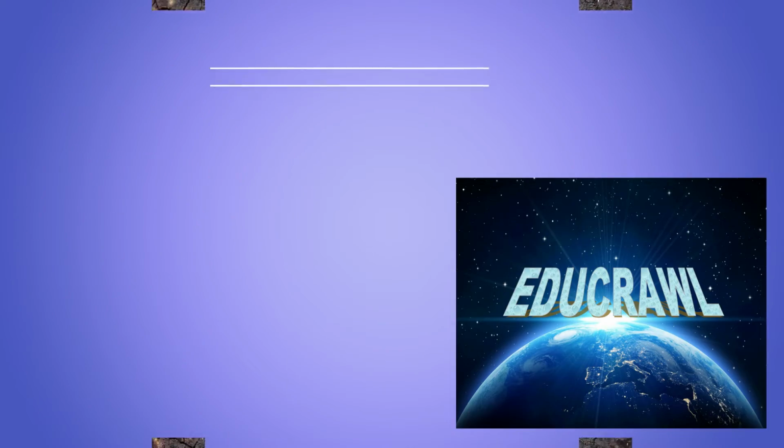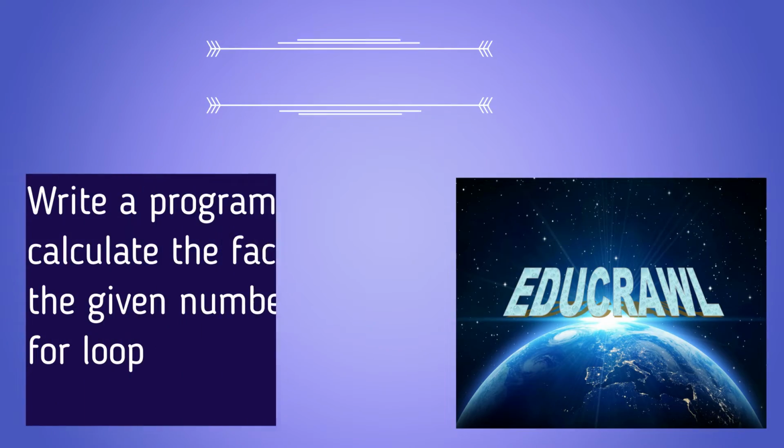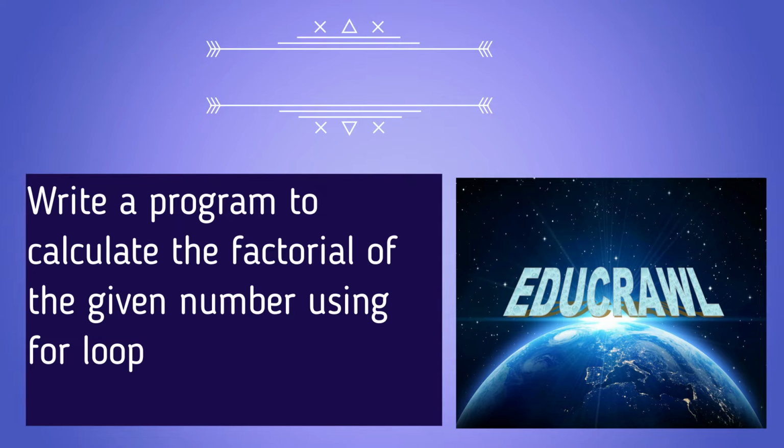Everybody, today we are going to see how to execute a simple Python program. This video will be very useful for beginners. Let us see the programs. The first program is: write a program to calculate the factorial of the given number using for loop.